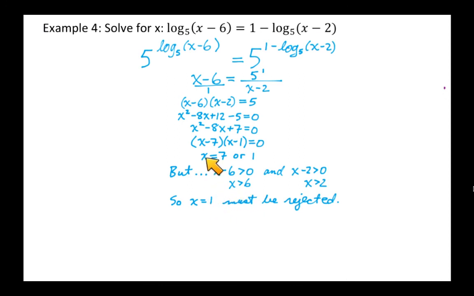And if you think about trying to plug in x equals 1 in here, 1 minus 6 is negative 5. Can't do log base 5 of negative 5. And if you do 1 minus 2, it's negative 1. So you can't do log base 5 of negative 1. And so x equals 1 has to be rejected. And so the only valid solution is x equals 7. You can substitute x equals 7 into that equation and you'll find that you get a value which makes the left-hand side of the equation equal to the right-hand side of the equation.